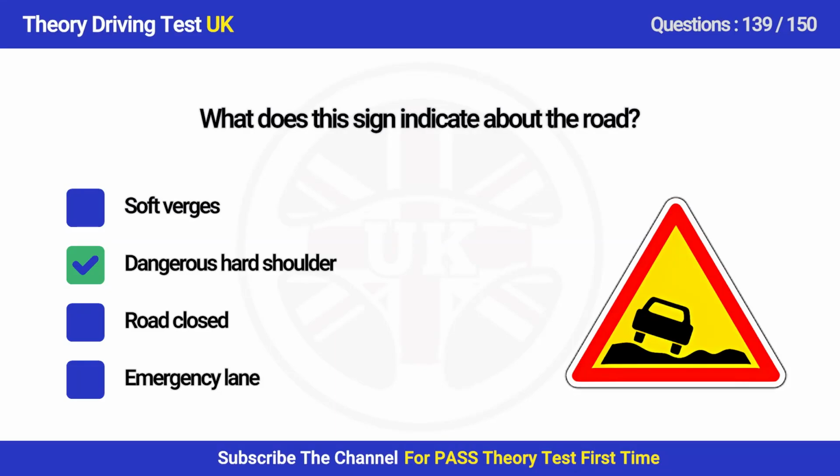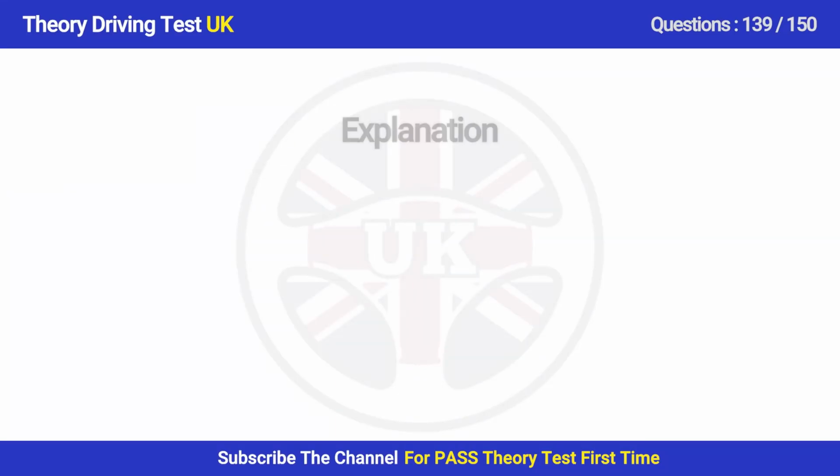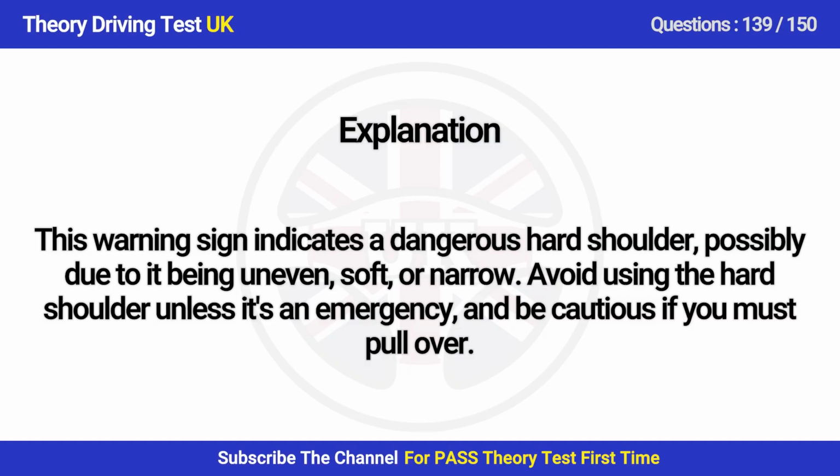Answer is B. Dangerous hard shoulder. This warning sign indicates a dangerous hard shoulder, possibly due to it being uneven, soft, or narrow. Avoid using the hard shoulder unless it's an emergency, and be cautious if you must pull over.